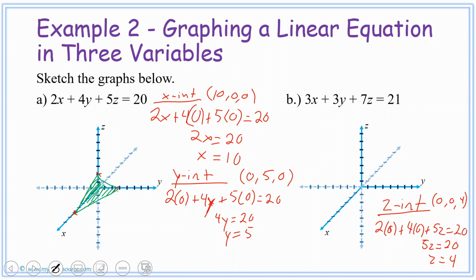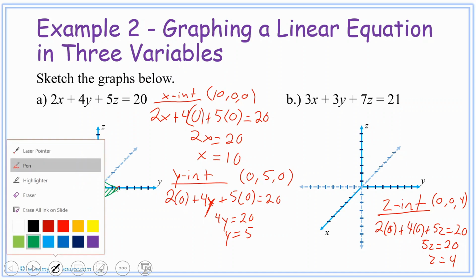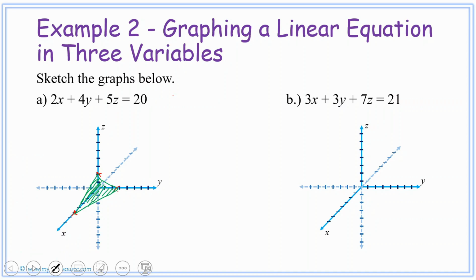We go ahead and do part B there. I'm just going to need to erase my working. Okay, so we're going to do the same thing with B. In order to find the x-intercept, we're going to set everything else equal to 0 except for the x. So that's 3 times 0 plus 7 times 0 equals 21. That's going to leave us with 3x equals 21. Dividing both sides by 3, we're going to get x equals 7. So we've got 7, 0, 0 for the x-intercept.